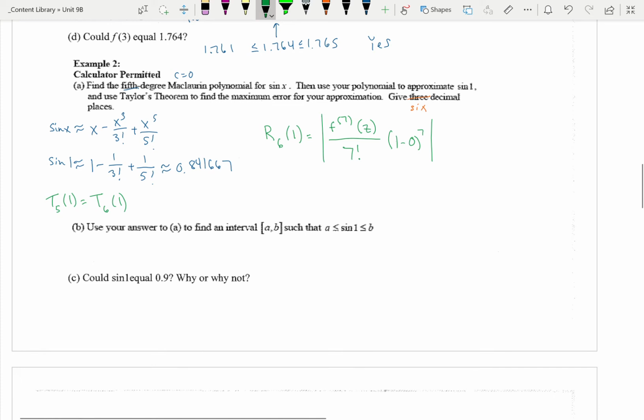All right. So what is the 7th derivative of sine of x evaluated at z? Well, I don't know. You don't know either, because we don't know what z is. But we do know, based on the fact that f of x is sine of x, that f of x and all its derivatives output values strictly between the interval -1 to 1. Okay, so sine of x, cosine of x, negative sine of x, negative cosine of x, those are the only derivatives we're talking about here, folks.